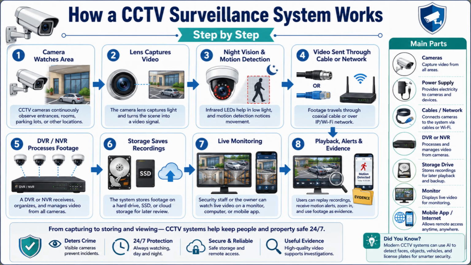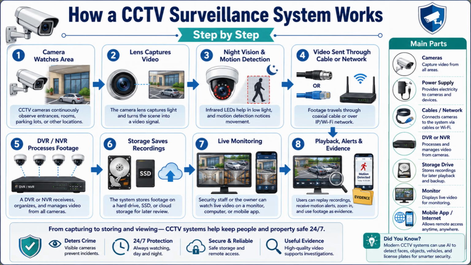Next, the camera lens captures light from the scene and converts it into a video signal. In simple words, the lens works like the eye of the CCTV system because it collects the visual information and creates the video footage. After that, many CCTV cameras use night vision and motion detection. Infrared lights help the camera see clearly in low light or darkness, while motion detection identifies movement and can trigger alerts when something unusual happens.